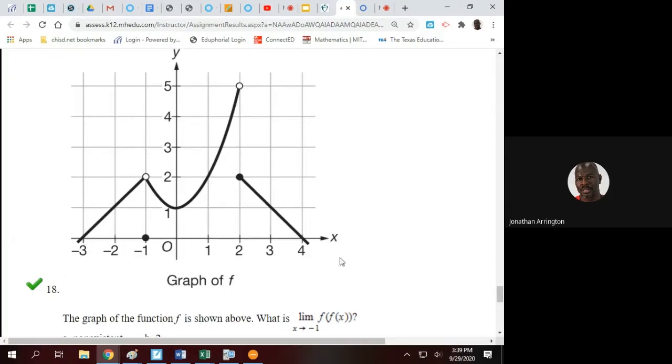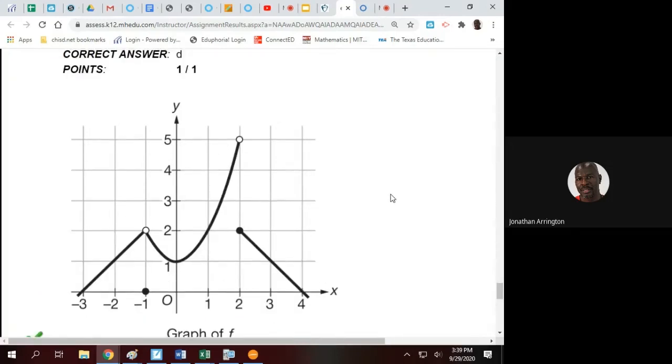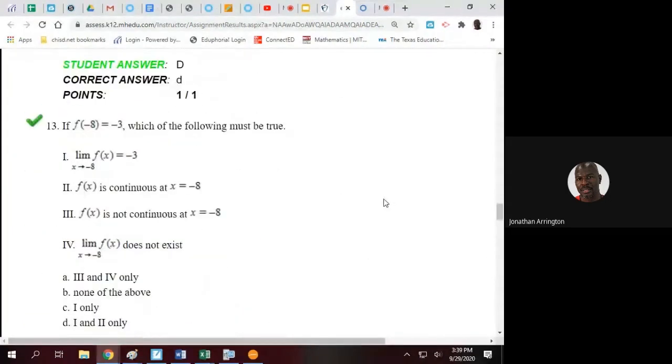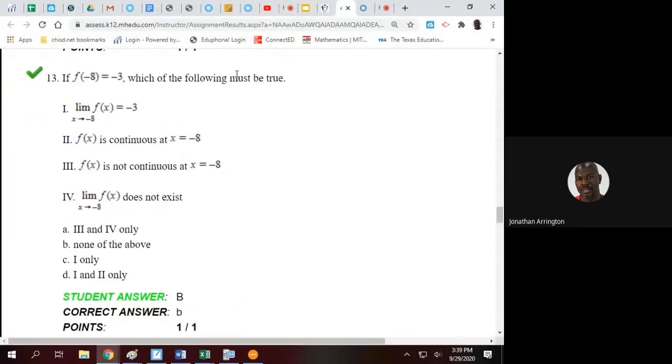So just this one graph in itself tells you the function can be defined, the limit could exist, the limit could not exist. So neither one of those has to be true. So I couldn't select either of those limit options because it could be true, could not be true. So this is talking about which of the following must be true. So neither 1 nor 4 must be true.